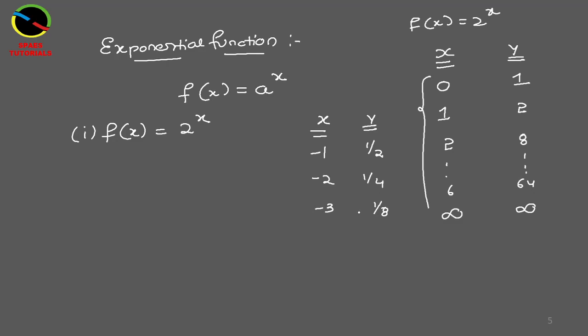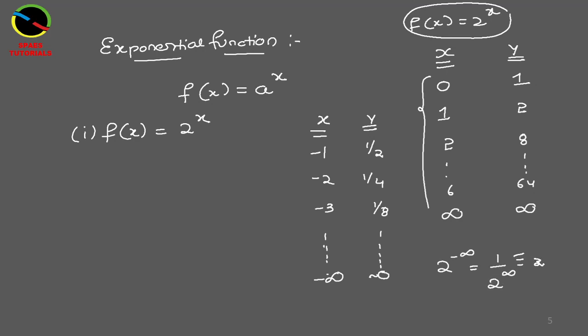See, one point we can understand here is that this function is never going to be negative. It can at most go to the value 0, but even 0 it never touches. When you take x value as minus infinity, you will get the y value as almost nearer to 0. So how is it? 2 power minus infinity means nothing but 1 by 2 power infinity. 1 by a very large value is almost equal to 0.